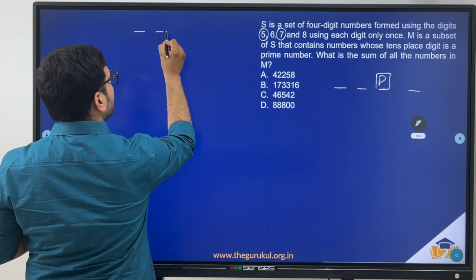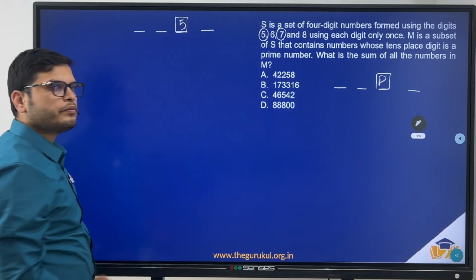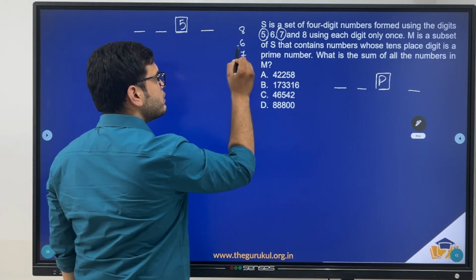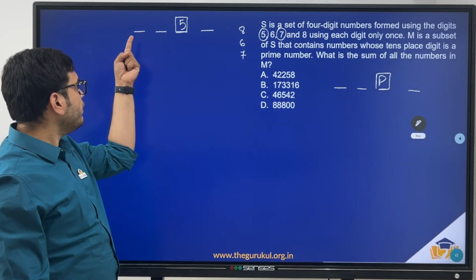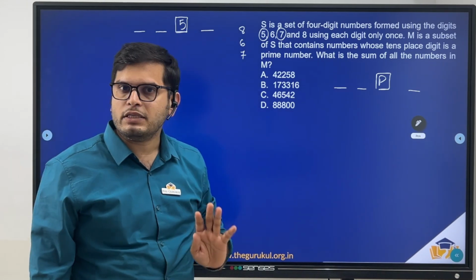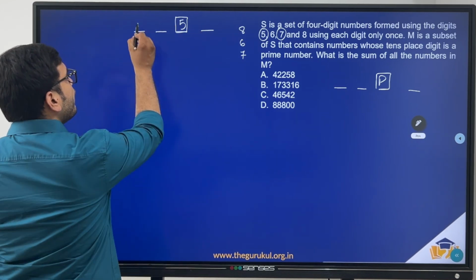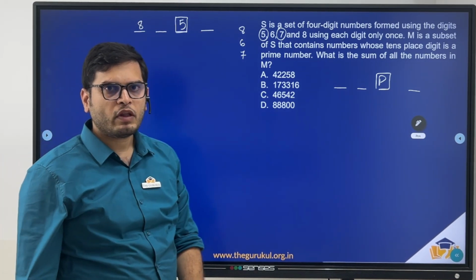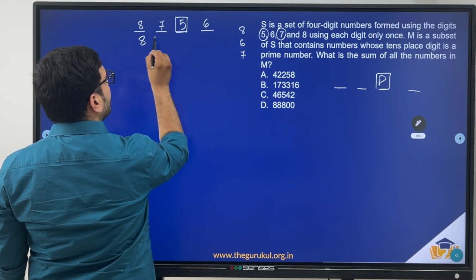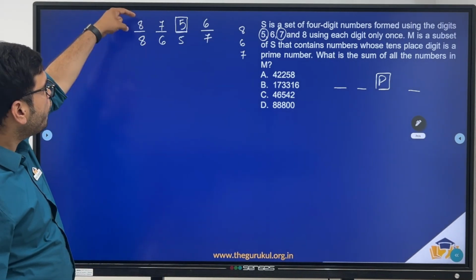Now let me fix tens place with 5, right? So we are left with 8, 6 and 7. Now these digits will come in thousands place, hundreds place and units place, right? Not in tens place, right? Now let us find the number of numbers in which 8 will be in thousands place. There are two numbers, 8756 and 8657, right?